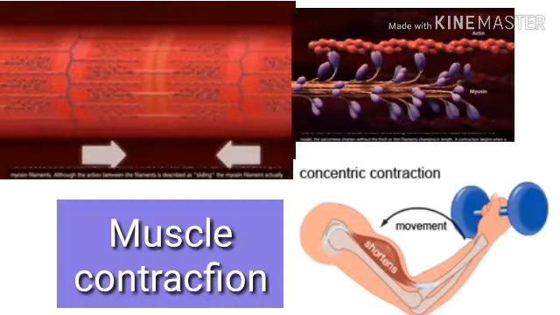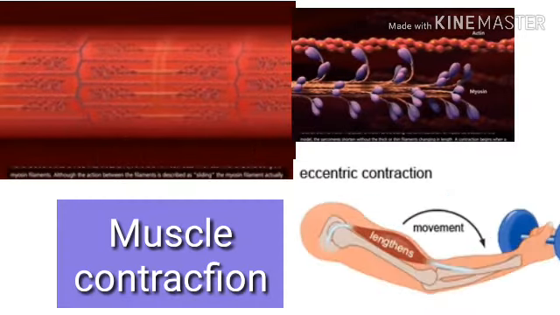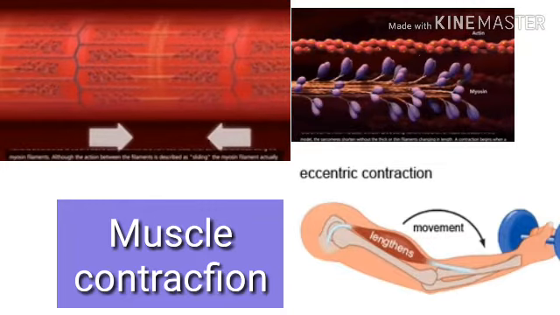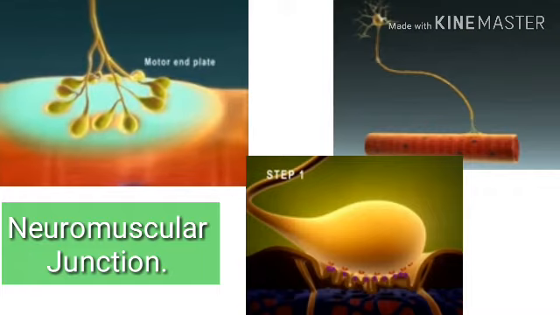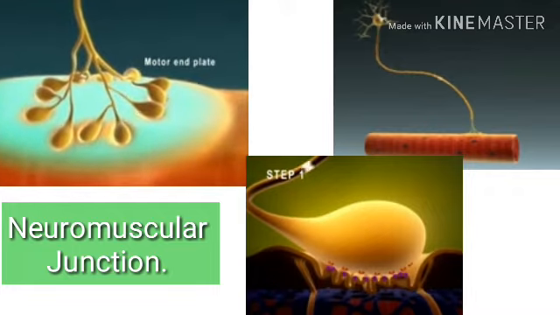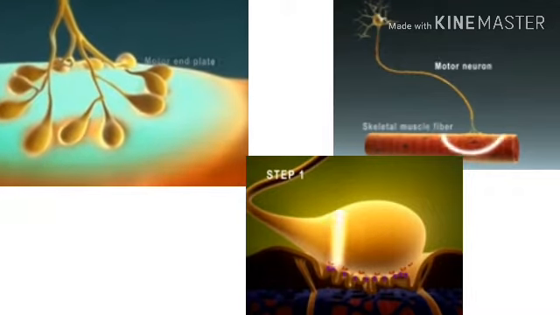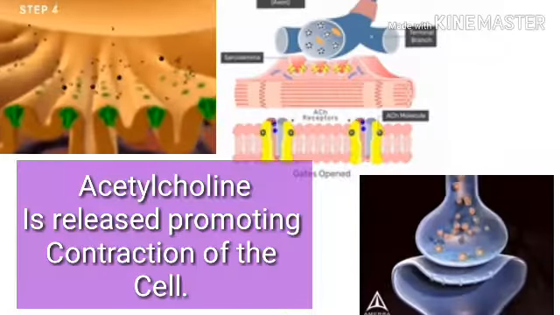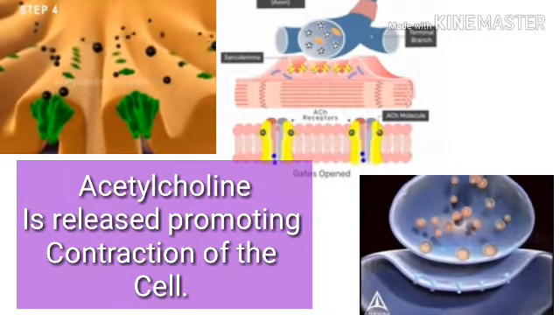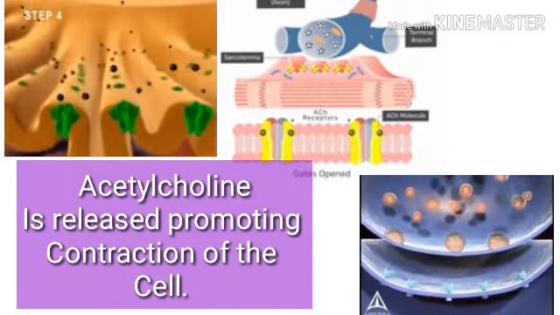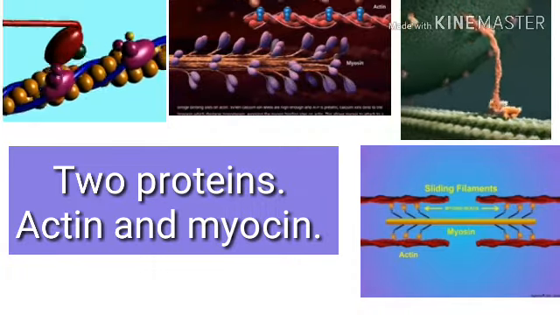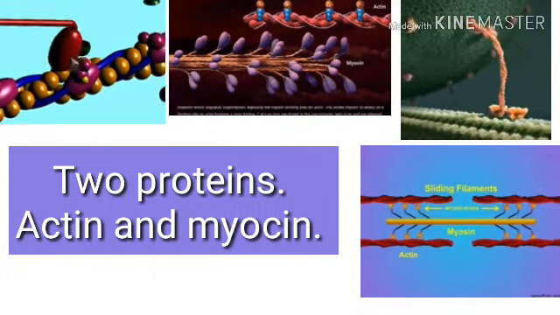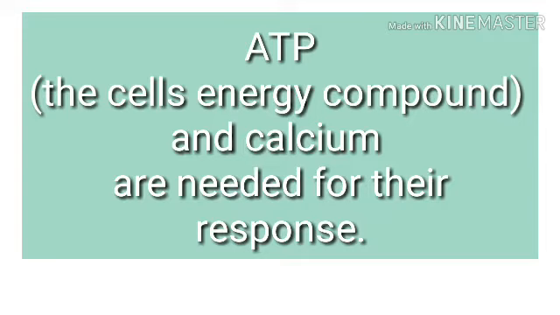Muscle contraction. Skeletal muscles are stimulated to contract by the motor neurons of the nervous system. At the neuromuscular junction, the point where a branch of a neuron meets a muscle cell, the neurotransmitter acetylcholine is released, promoting contraction of the cell. Two special proteins in the cell, actin and myosin, interact to produce the contraction. Adenosine triphosphate and calcium are needed for their response.